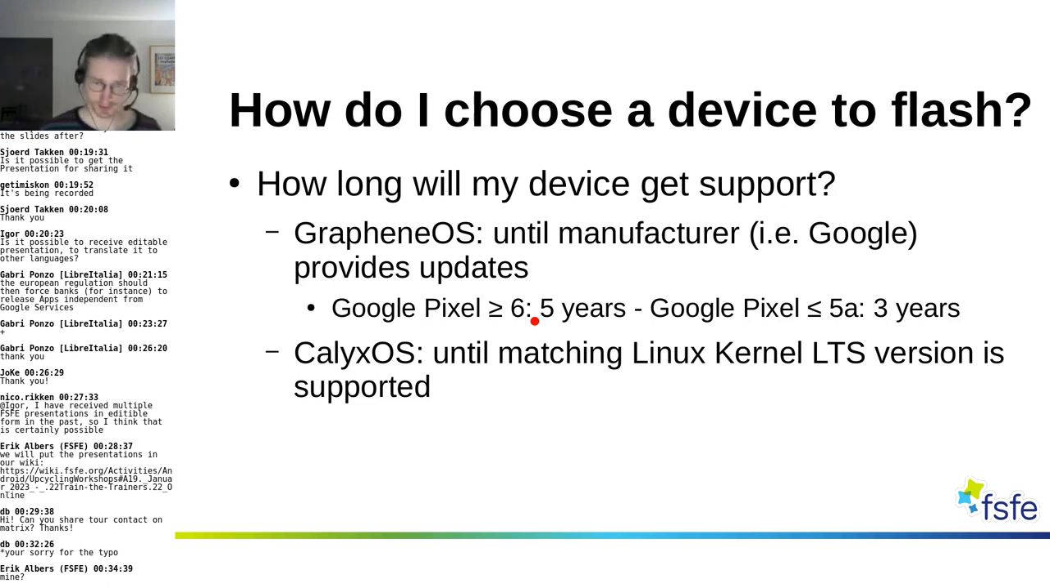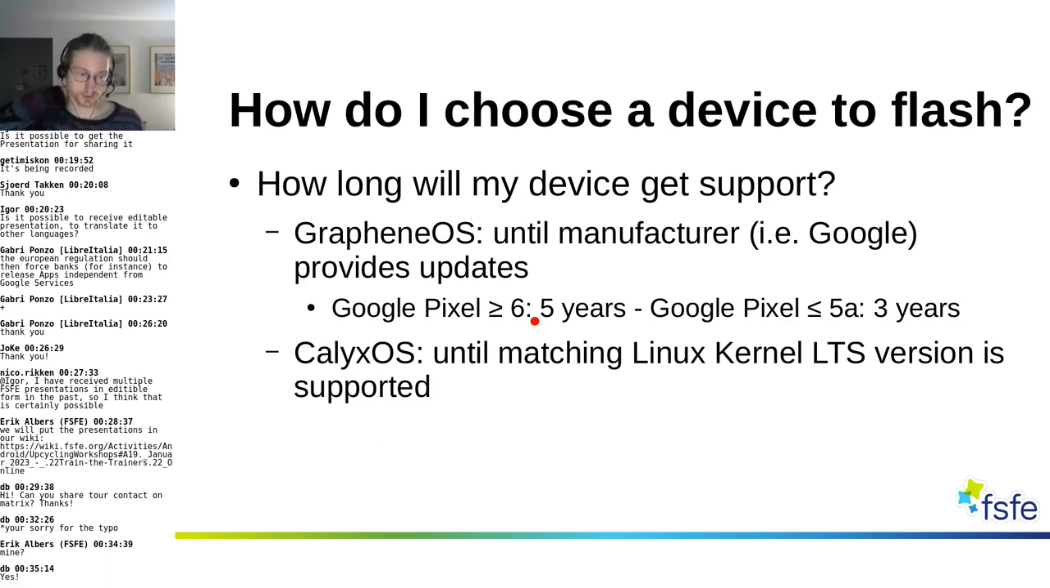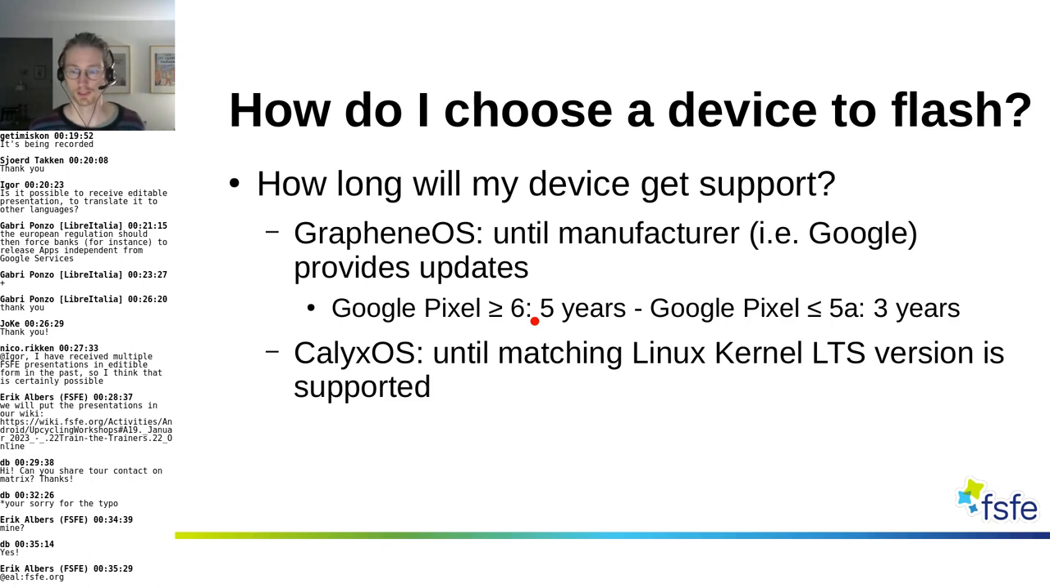Another important point is how long will my device get support? And this is very much in the spirit of upcycling Android. For GrapheneOS, and I'll stick to the custom ROMs I've named before, it's until the manufacturer provides updates. So in this case, it's Google, because they only support Google Pixel phones. And to give you an idea, Google Pixel 6 and newer gets 5 years of support by the manufacturer, by Google. And then the Google Pixel 5a and older gets 3 years.